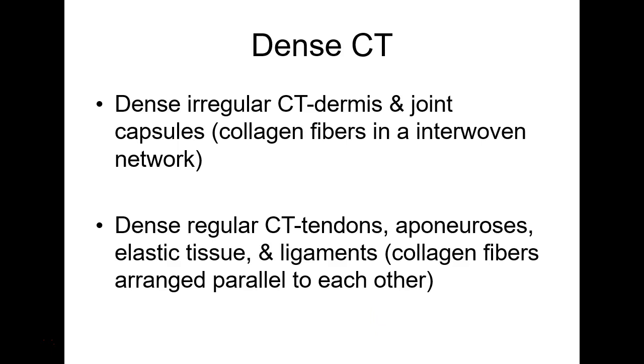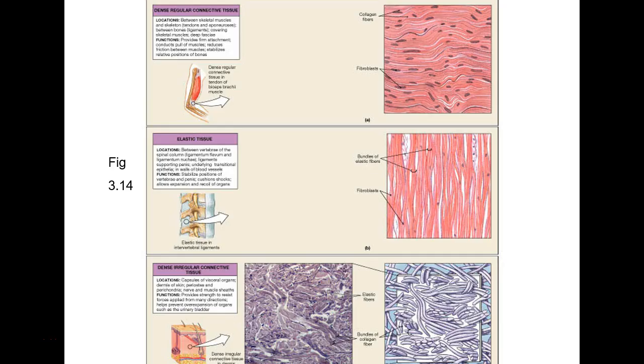So we talked about that, dense irregular and dense regular and where they're found, right? And there's your dense regular. I'm not going to give you elastic ligaments. And here's dense irregular. They just stained it weird. It's normally pink, but you can see it's going every which way. Your collagen fibers are going every which way. They're not lined up like they are in a tendon. So this is dense irregular.